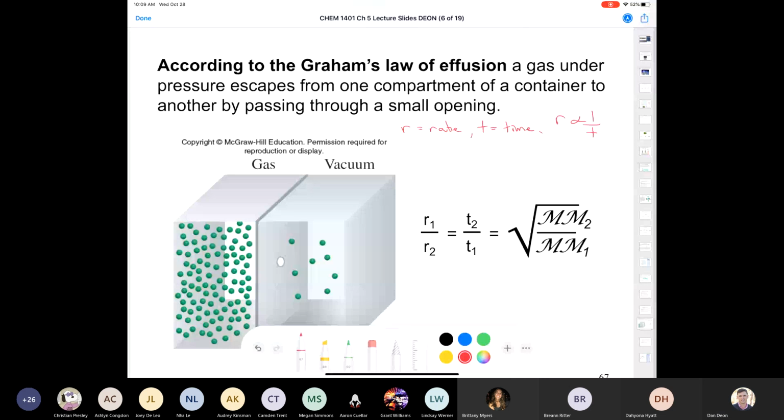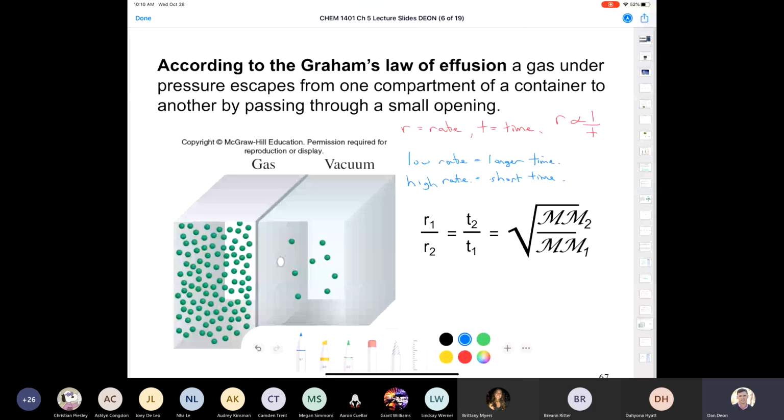Because if you have a low flow rate, I'm going to have a longer time. And if you have a high rate, if your R is a big number, you're going to have a shorter time. You're going to have a smaller t. So it stands to reason that rate and time are inversely proportional to one another. So that's Graham's law.